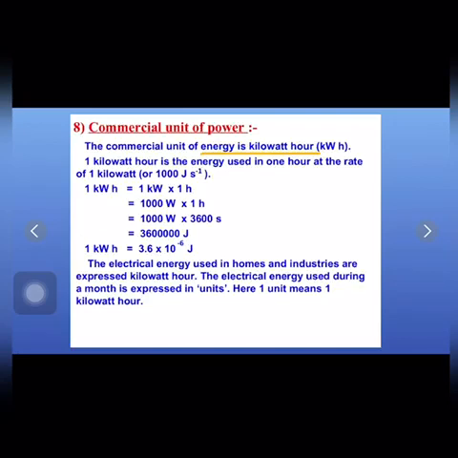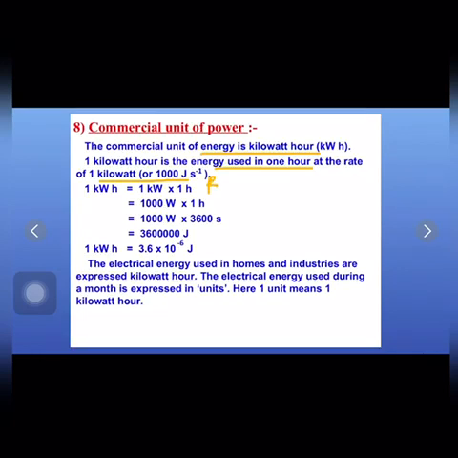To express large quantities of energy, a joule, which is also the SI unit for energy, is found to be very small. For this purpose, a bigger unit of energy called the kilowatt hour is used. One kilowatt hour is the energy used in 1 hour at the rate of 1 kilowatt. So it is basically the amount of electric energy used by a 1000 watt electric appliance when it operates for 1 hour.